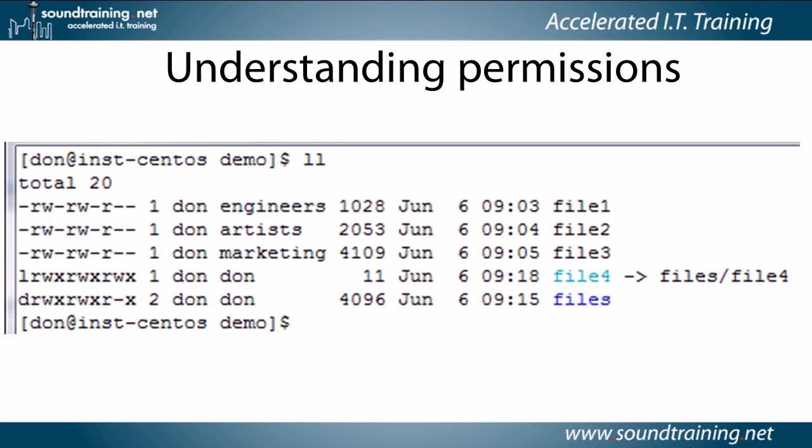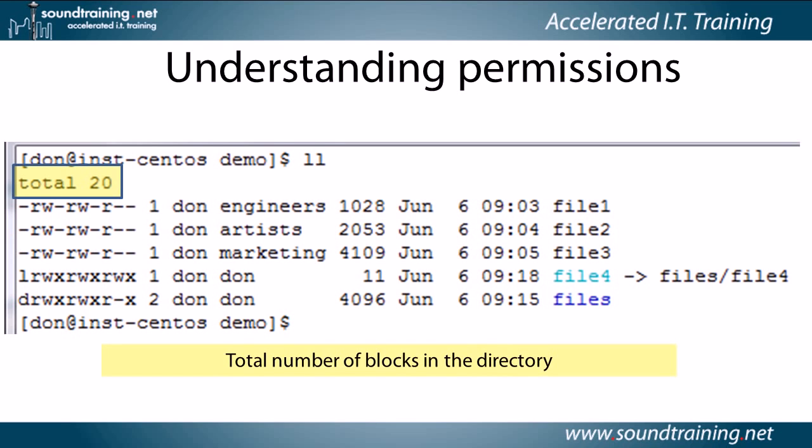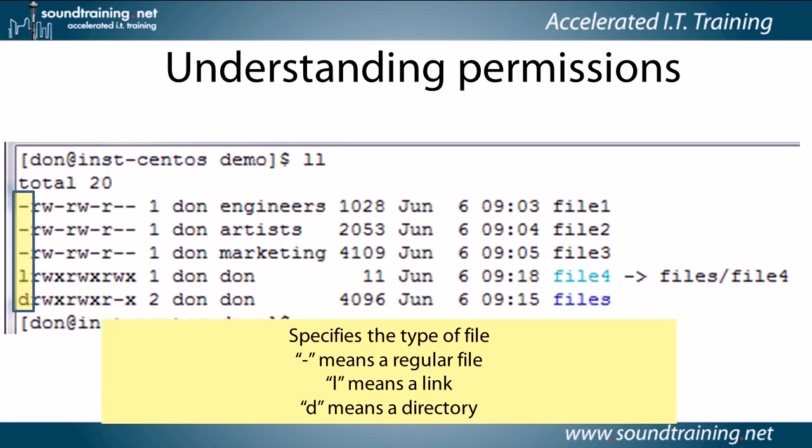We'll start with the output of the ll command, which is an alias for ls -l. It's a long listing, so it gives you details about the contents of a directory. Immediately below the command is the total 20 statement, and that's simply the number of blocks in the directory. Going from left to right, on the far left is what looks like one fairly wide column, but it's actually 10 single character columns, and the leftmost one specifies the type of file.